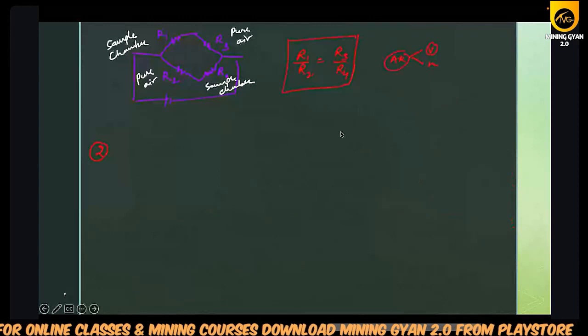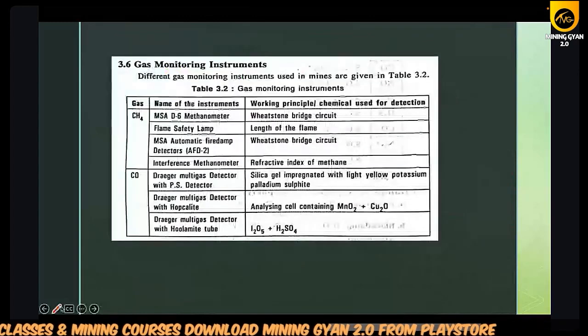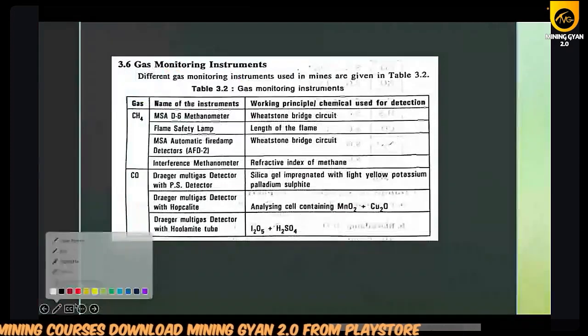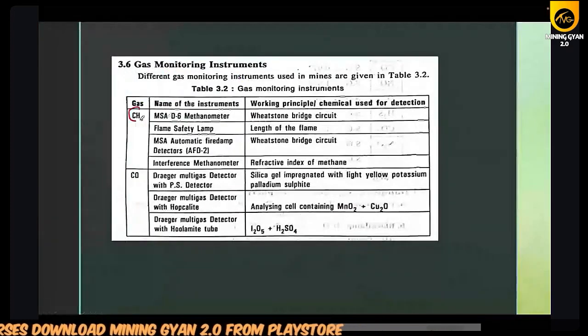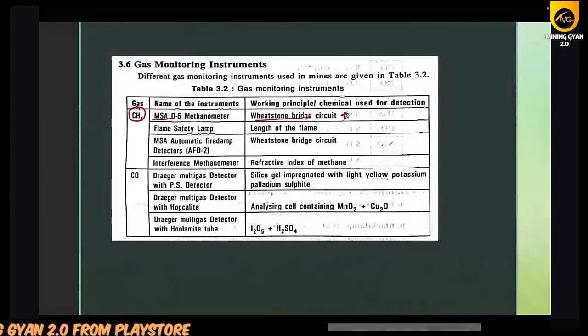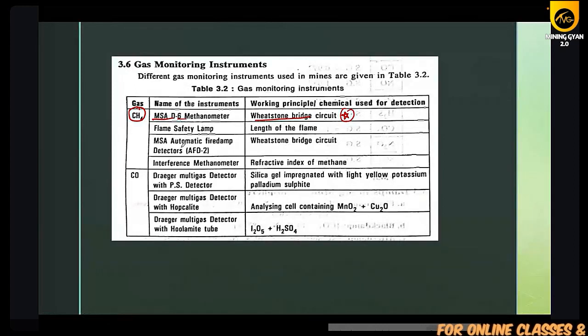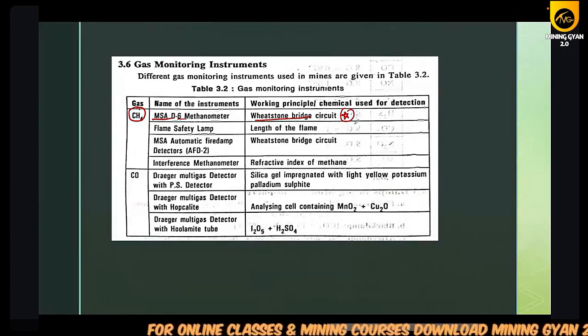Just come to this slide. So CH4, we have seen the MSA D6 methanometer, whose principle is the Wheatstone bridge circuit. Please remember, they will ask you which type of instrument uses which type of principle. They can give you four options, they can give you match the column, right? So please remember that the MSA D6 methanometer uses the principle of the Wheatstone bridge circuit.